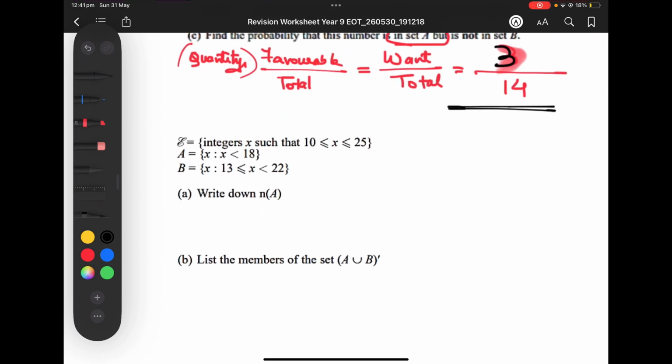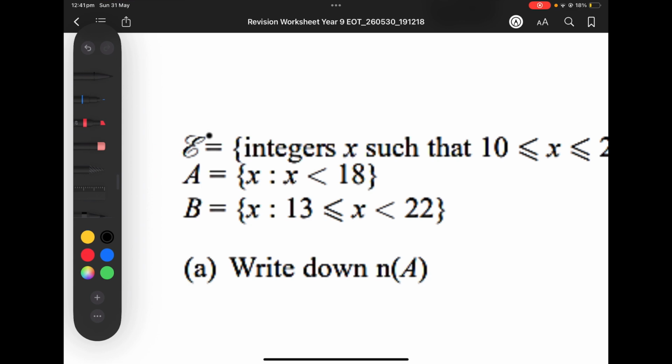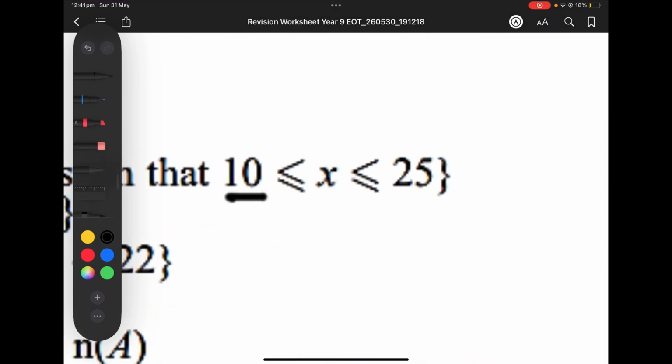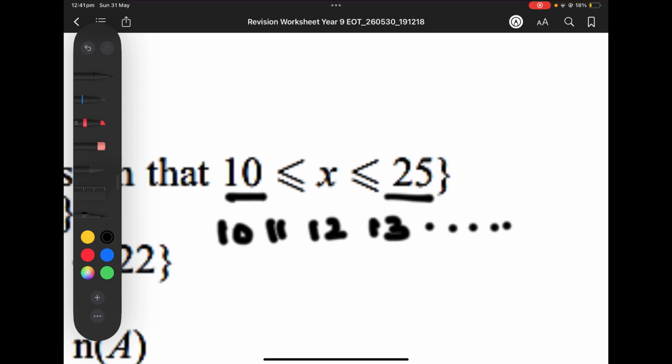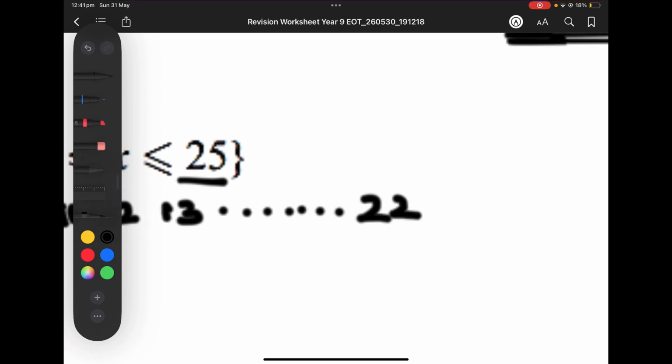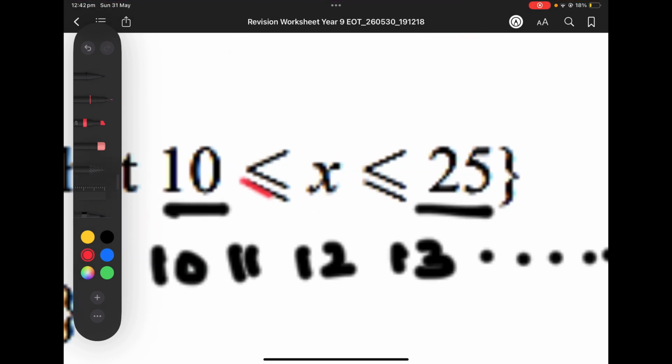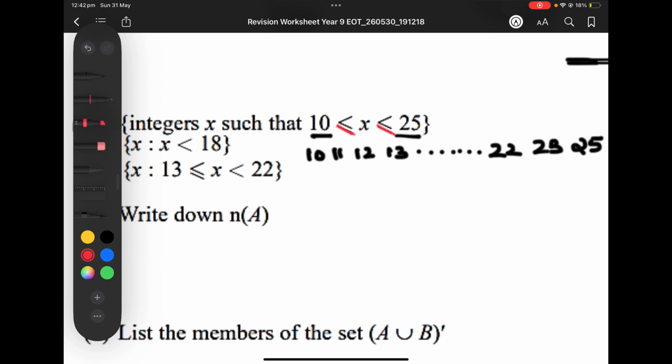Now it's moving to the next question. This is called the universal set: integers x such that they lie from 10 to 25. All the numbers 10, 11, 12, 13, 14, and so on up to 22, 23 and 25 is also included in here. Why is it included? It is included because there is a less than or equal to sign given in here. So this is what your sets are in here.